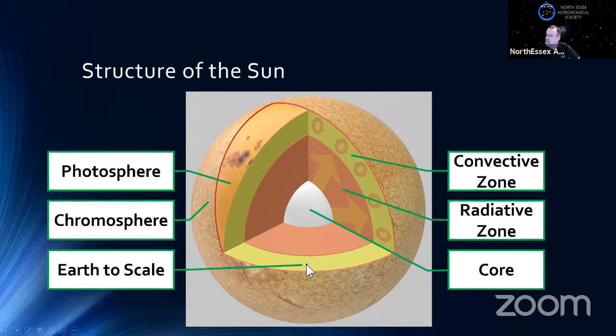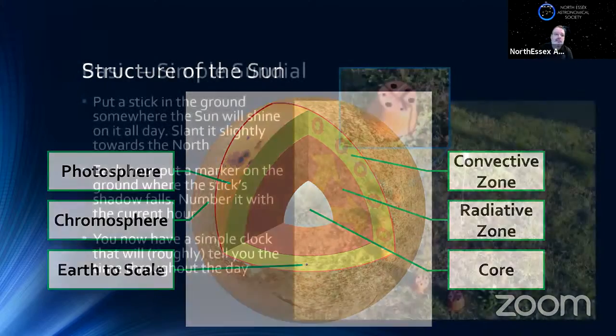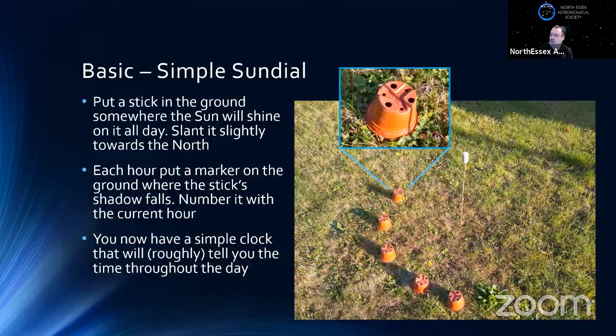I've put on the diagram a tiny little P down here. That's the Earth to scale. The Earth is really small compared to the sun. All of the planets are. So if you've got any young people, I'll just nip through this quickly. The first thing that anybody should think about when they're observing the sun is building a simple sundial. It gives you an idea of how the sun moves and how to measure time.